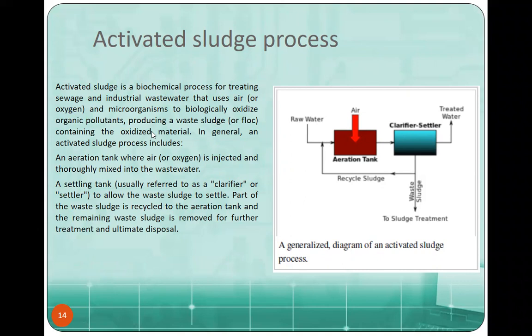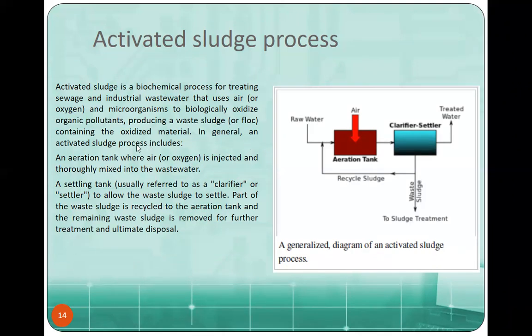Activated sludge is a biochemical process for treating sewage and industrial wastewater that uses air or oxygen and microorganisms to biologically oxidize organic pollutants, producing a waste sludge or flake containing the oxidized material.